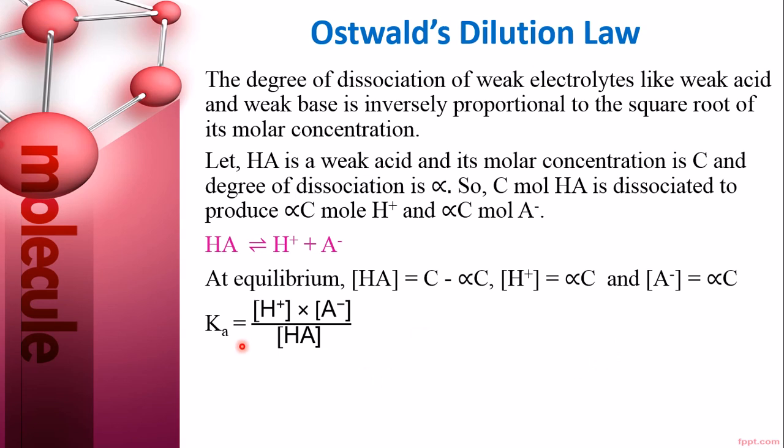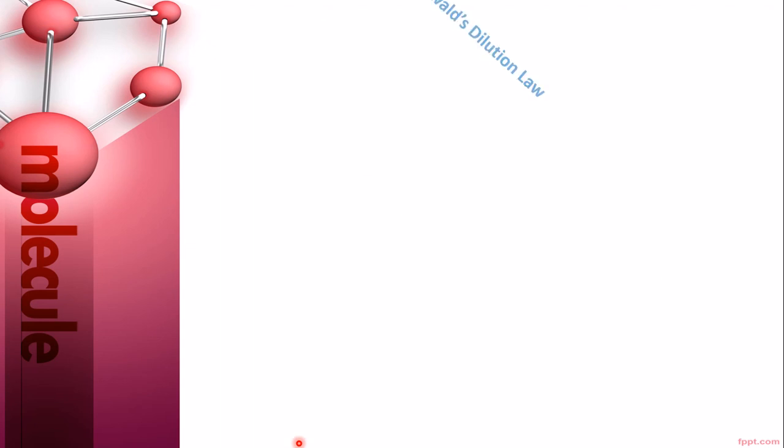Now at equilibrium we can write Ka equals the concentration of products divided by the concentration of reactant. Now after putting all the values we get Ka equals alpha square C divided by 1 minus alpha. This is an equation and this equation will be needed to do the math. Ka, that means acid dissociation constant, Ka equals alpha square C divided by 1 minus alpha. Now from this equation we will get some more equations.